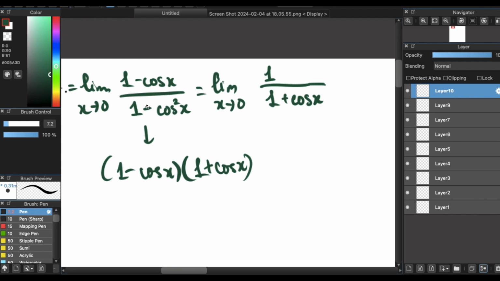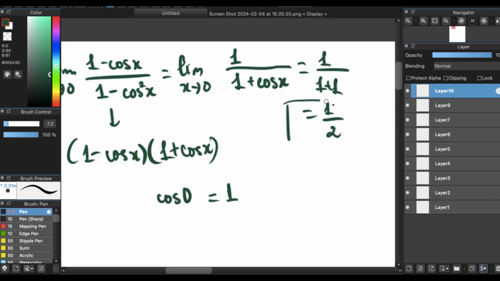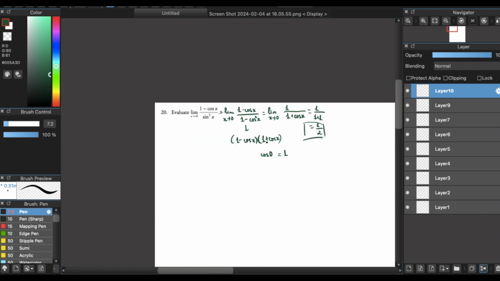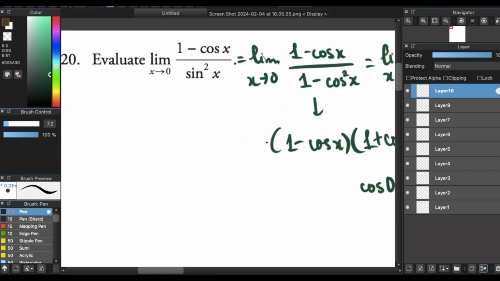And then we're going to substitute x for 0, and cosine 0 is 1. So our limit is going to be 1 over 1 plus 1, equal to 1 over 2. So this is the value that we're looking for. It's easy, right? The thing is that you have to look at this sine squared x and then think about the relation it might have with the numerator.